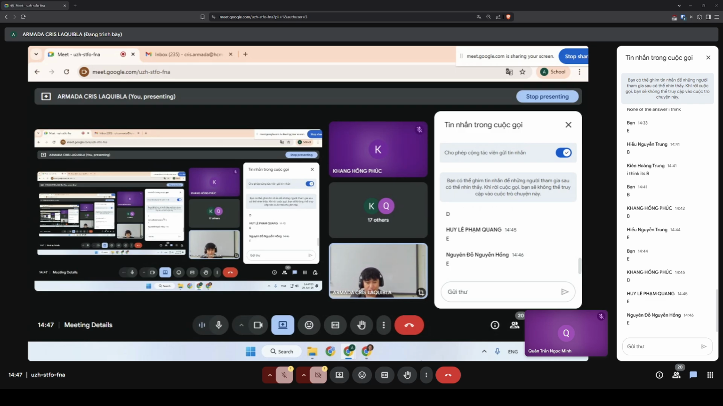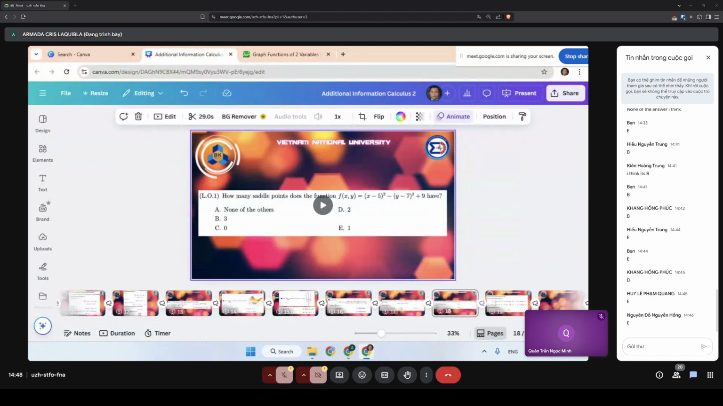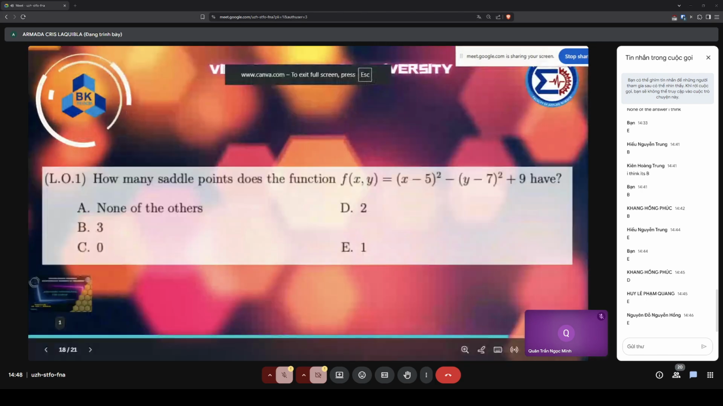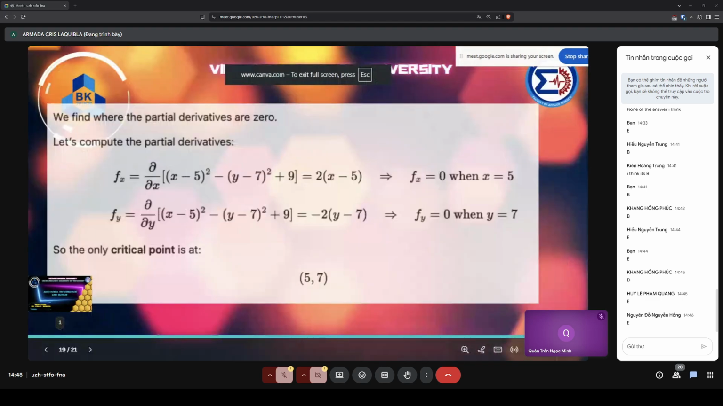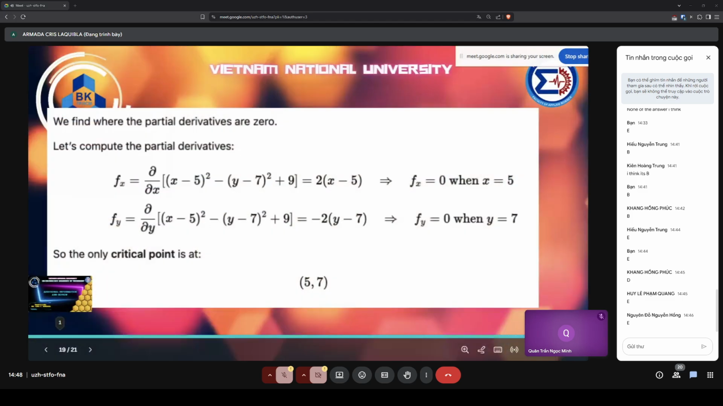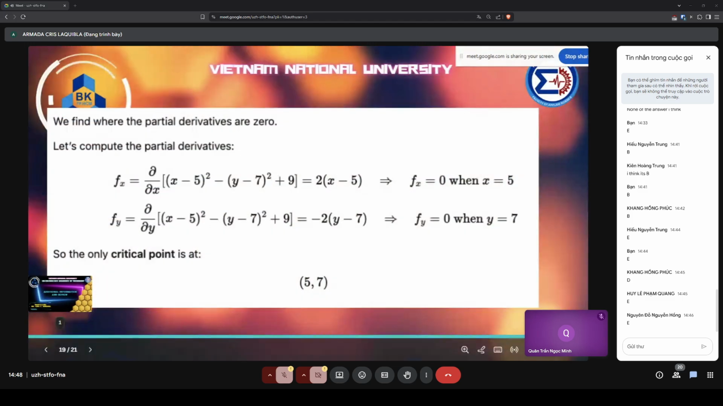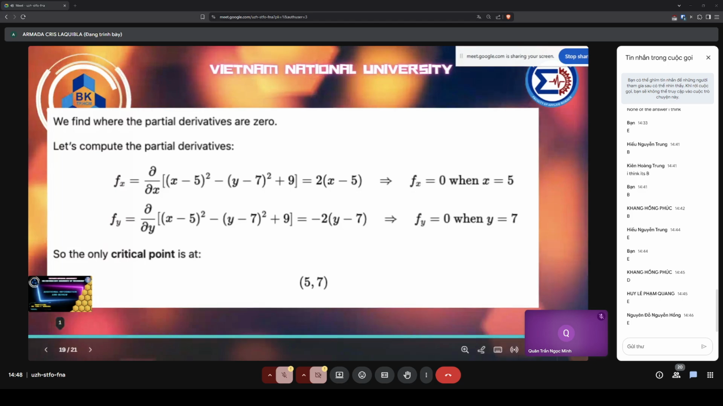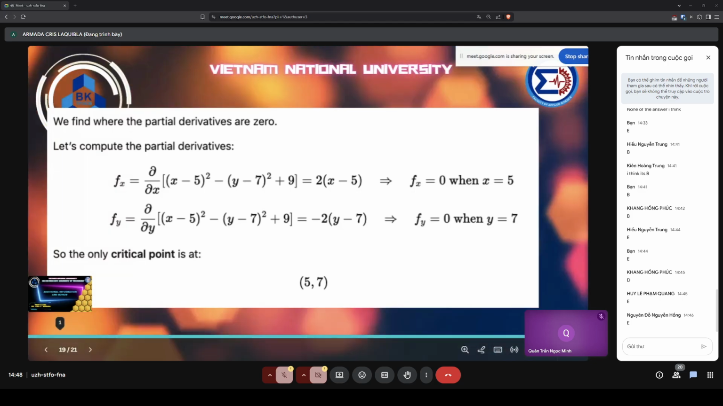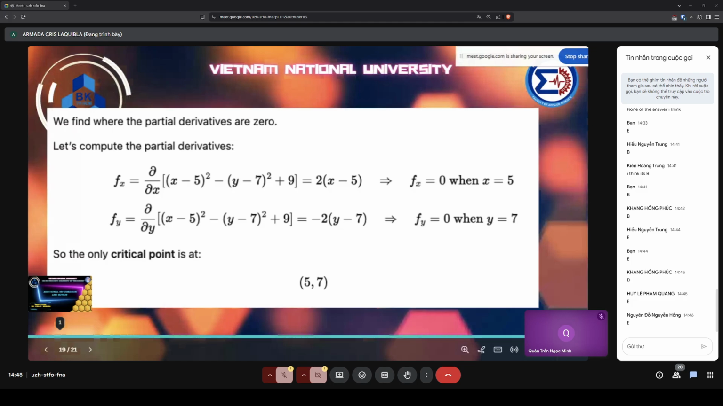So this is the explanation. How many saddle points? So first, you get the fx and you get the fy. That's the first step, right? Next, equate them to 0. If you equate them to 0, you can only solve one value for x, which is 5, and one value also for y, which is 7.